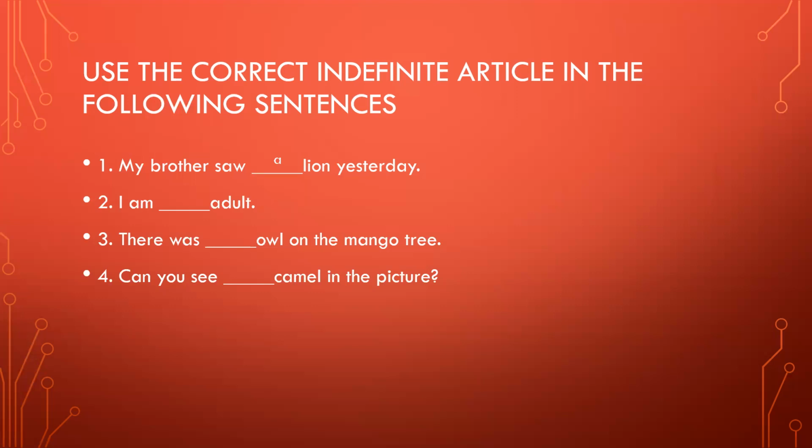I am dash adult. A adult or an adult? An adult, right? Because that's a vowel sound. There was dash owl on the mango tree. An owl. Can you see dash camel in the picture? A camel. I hope you got all these right. I really hope so, because that would mean that you understood the lesson very well.